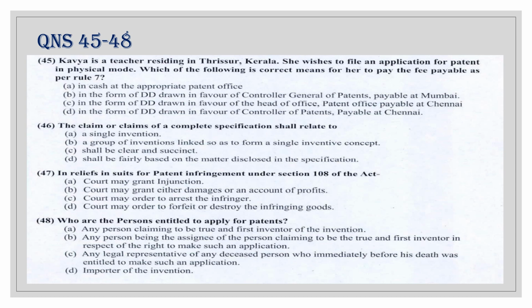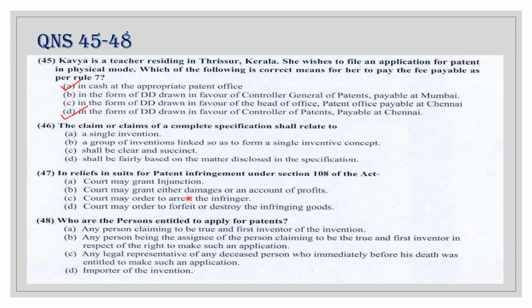Okay, and here the correct options will be option A and option D. Okay friends, why? Now we will analyze. Yes, in cash at the appropriate patent office is possible. And option D, that is in the form of DD drawn in favor of Controller of Patents payable at Chennai, because she is residing at Thrissur, Kerala, and for Kerala the appropriate office is at Chennai.